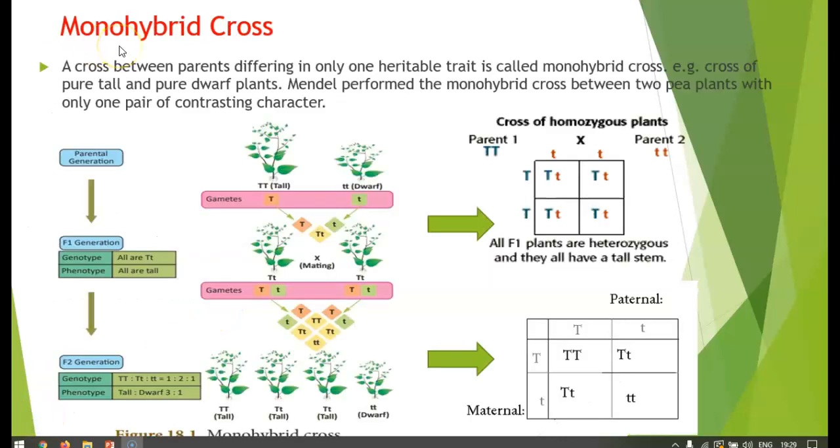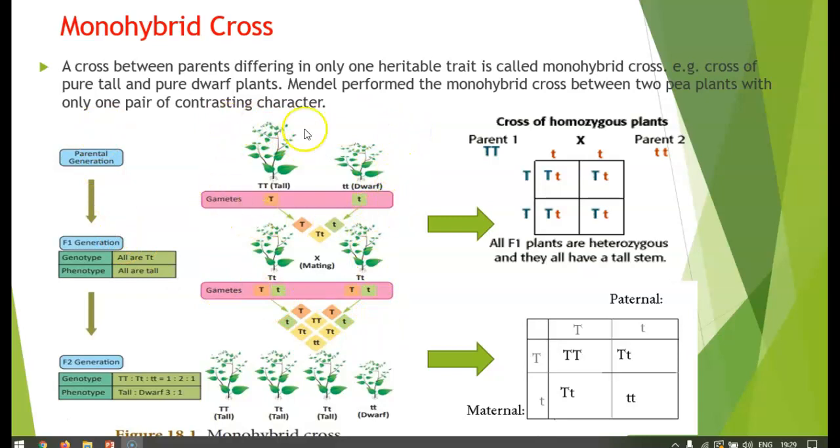The best way to understand the law of dominance is to understand a monohybrid cross. Just to recall, a cross between parents differing in only one heritable trait is called a monohybrid cross. Example, a cross of pure tall and pure dwarf plants. Mendel performed the monohybrid cross between two pea plants with only one pair of contrasting characters. Have a look at this diagrammatic representation here.